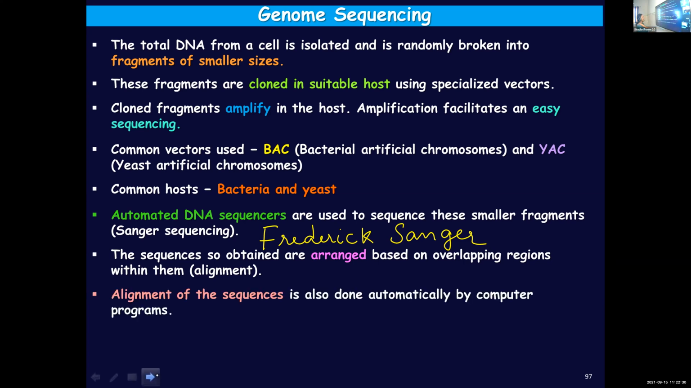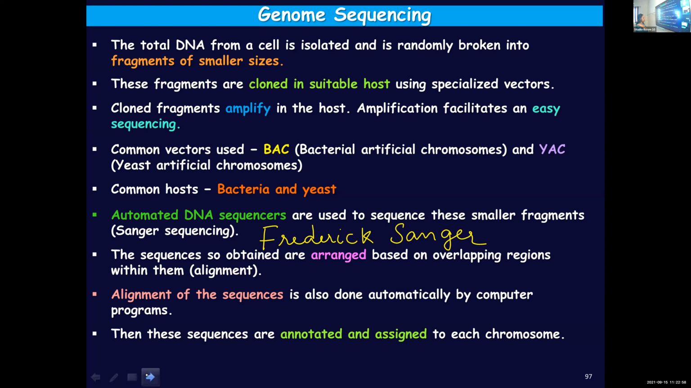on the basis of overlapping regions, and this is done with the help of specialized computer-based programs. So it is not possible to do it or note it down in a notebook. About bioinformatics we learned in the last class. So with the help of computer-based programs, all these sequences are aligned, arranged. How are they arranged? Based on the overlapping regions. And later, these sequences are annotated. To annotate means to determine their location and also find out its function.